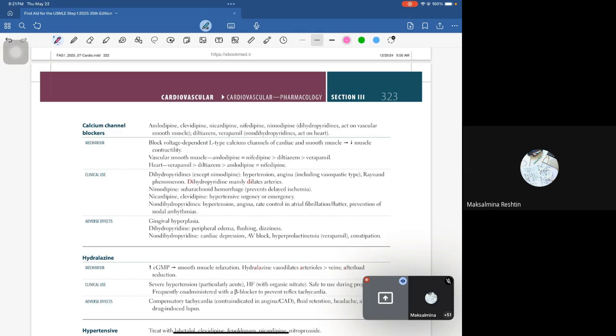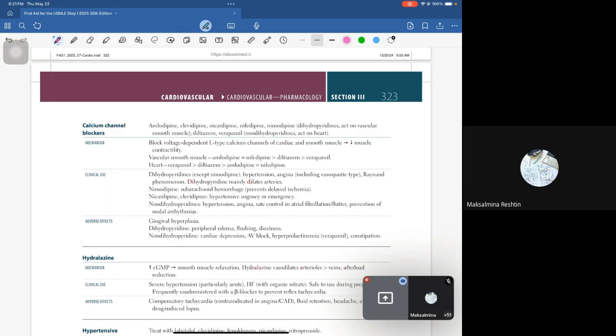Now the next type is verapamil. Verapamil is a drug that is only going to act on the cardiac muscles. Right. So verapamil is only going to act on the cardiac muscles, and it is only going to affect the heart. So verapamil will reduce the contractility of the heart, right? And the third one is diltiazem, right? So diltiazem is going to work both on the heart and the vascular smooth muscles. Diltiazem again will work on both the heart and the vascular smooth muscles.